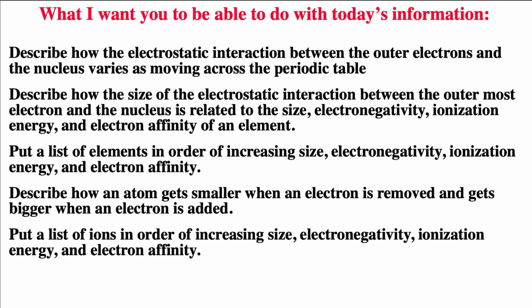Put a list of elements in order of increasing size, electronegativity, ionization energy, and electron affinity. Describe how an atom gets smaller when an electron is removed and gets bigger when an electron is added. Put a list of ions in order of increasing size, electronegativity, ionization energy, and electron affinity.